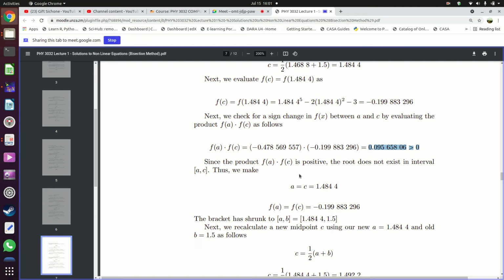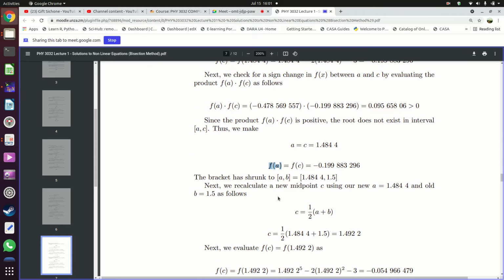If there is no solution between a and c, then you can make your midpoint c, which is 1.4844, become your new a. And the value of the function at c, which is minus 0.199883296, becomes your new f of a. So your bracket now shrinks to AB equals 1.4844, 1.5. It's becoming very small.